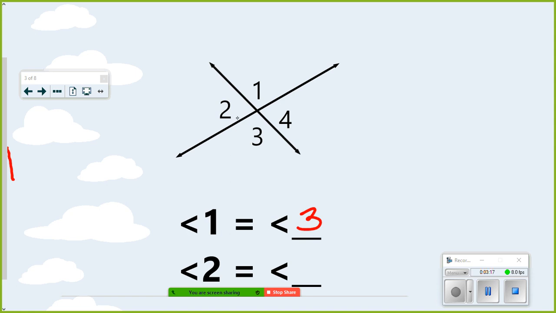This whole thing is about finding missing angles. That's the point of this lesson. And then angle 2 is equal to angle 4. Those are called vertical angles. You need to know for the test what a vertical angle is, because you're going to get a question that says name the vertical angles. You need to know that vertical angles are angles that are across from each other, and that they're equal to each other.